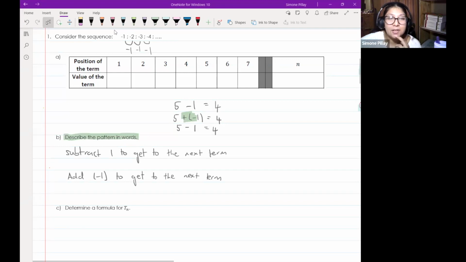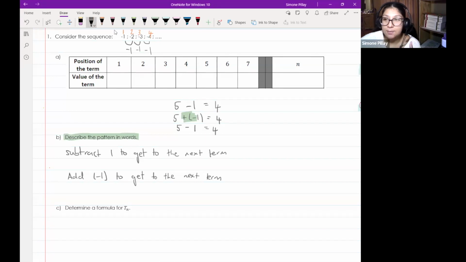Okay, so let's fill in this table. When my position of the term is number 1, what's my value? Anybody? It is, and let's number it here. When my position is 1, 2, 3, and 4. So those are my positions.